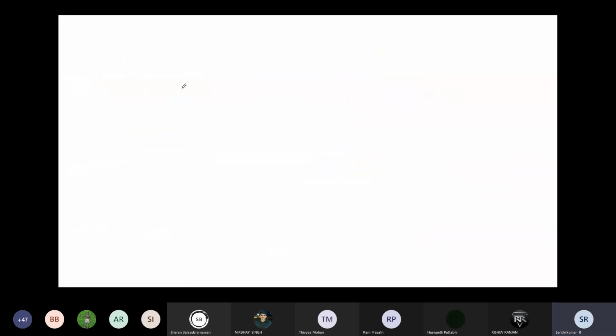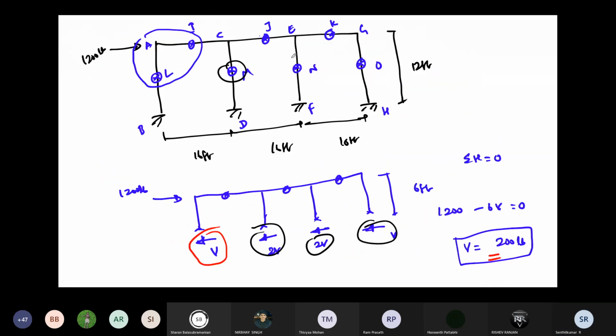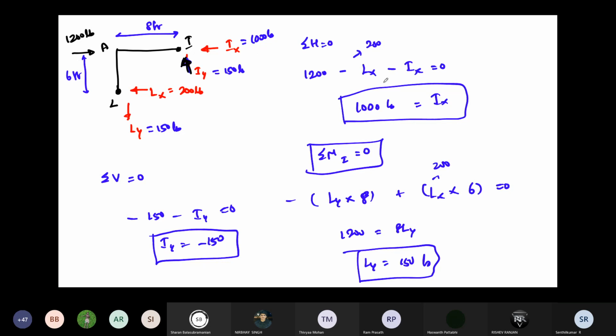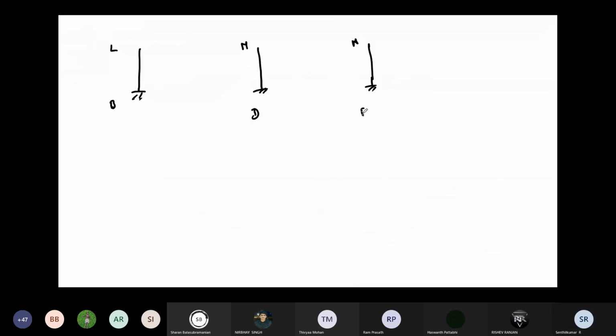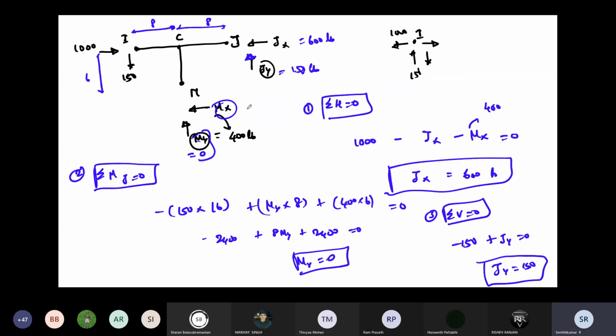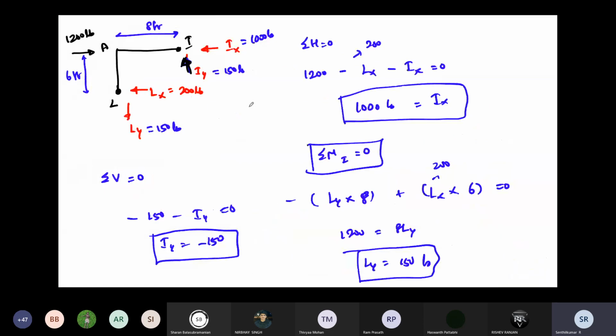So LB is there. Then MD is there. Then NF. Then OH. So now we know what the reactions are, and L. What are the reactions and L?